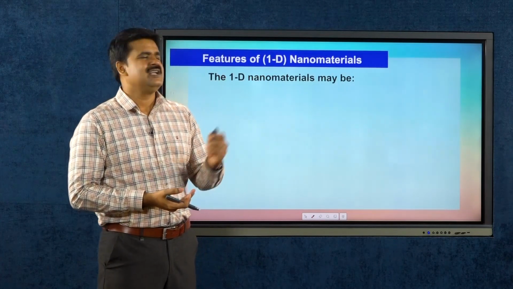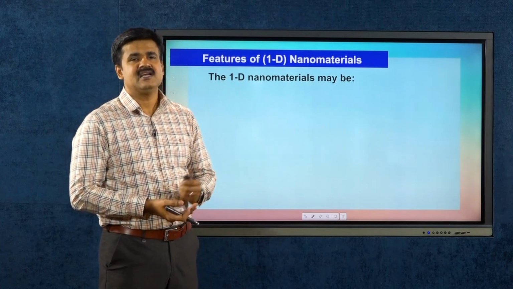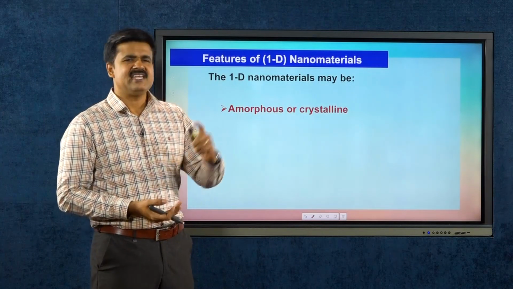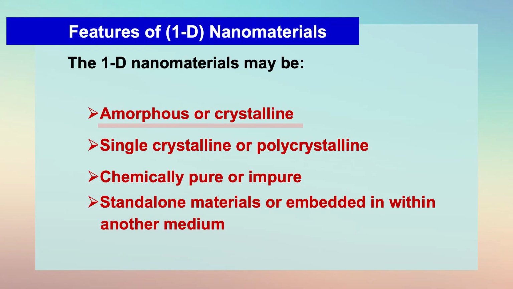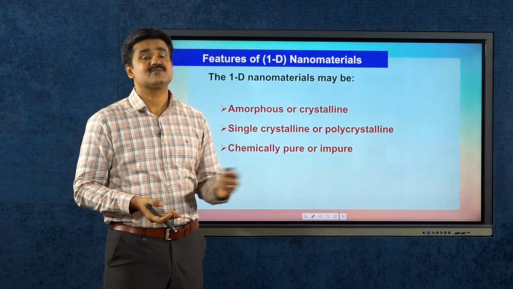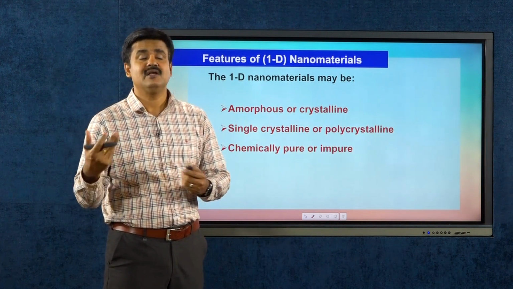Now, these are the characteristic features of such one-dimensional nanomaterials. Again, as in the case of zero-dimensional nanomaterial, this 1D nanomaterial may be amorphous or crystalline. It can exist in both forms. It may be amorphous or it may be crystalline. Now the next feature: it may be singly crystalline or polycrystalline. Another feature is that it may have some impurities. In some other cases it may be pure. So it may be chemically pure, or sometimes some impurities are present.